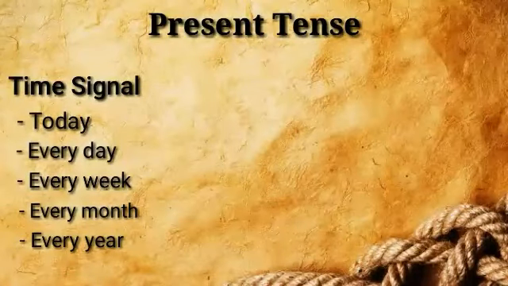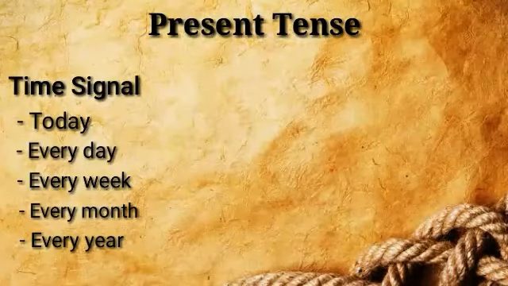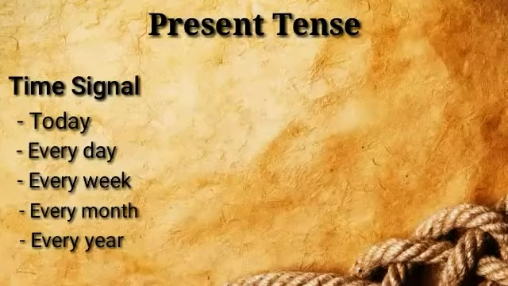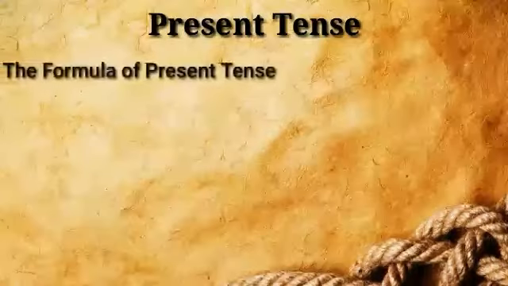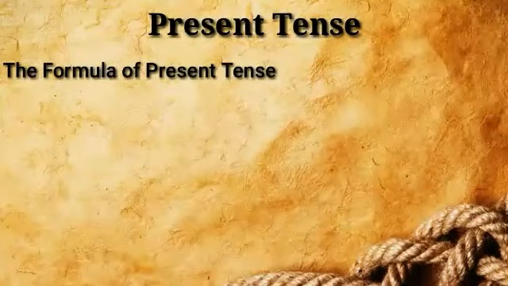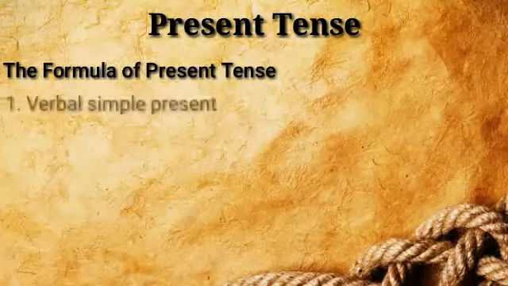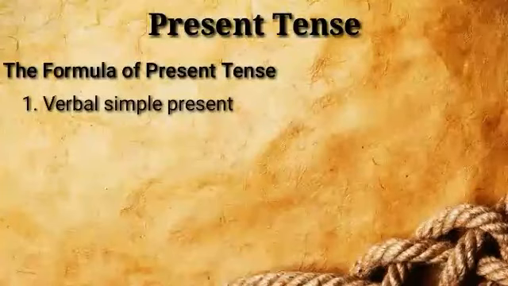Time signals that show the present tense are like today, every day, every week, every month, and every year. The formula of present tense. So, there are two kinds of formula in using present tense. The first, verbal simple present.